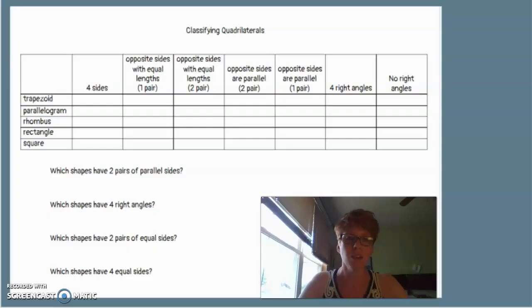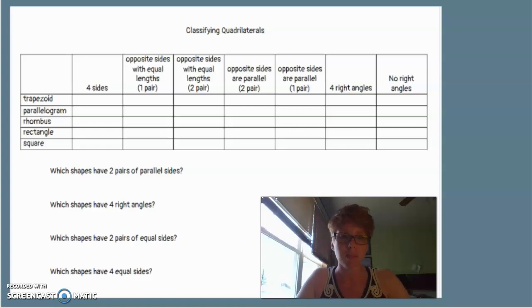In the back of your packet, there is also this piece of paper, and it says Classifying Quadrilaterals. I need you to gently tear it out, and please put your name, your number, and your date on the paper, because you will be handing it in. Let's talk about this paper because we will be using this paper with our shapes as we classify quadrilaterals.